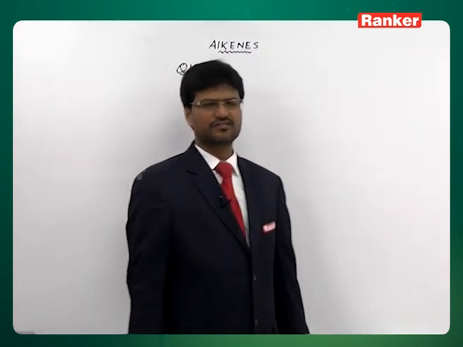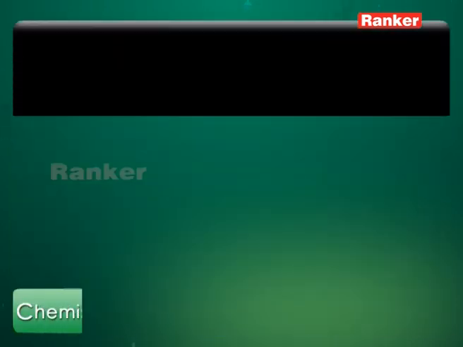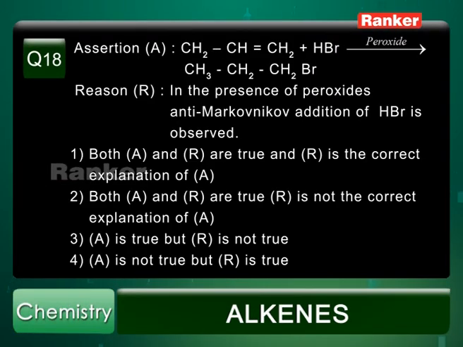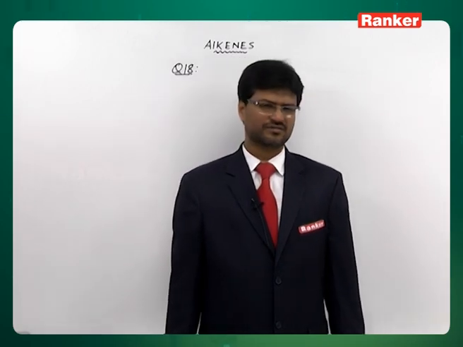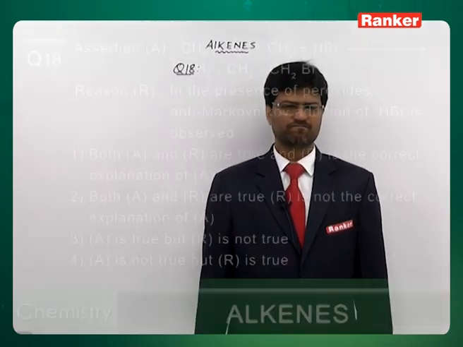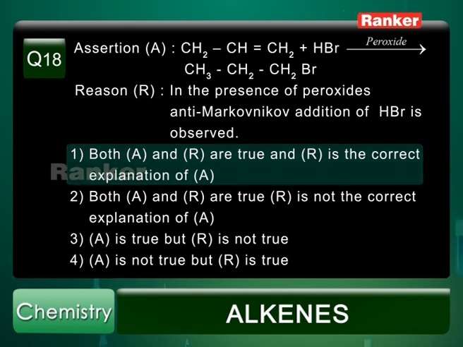Question number 18. This is also assertion reason type of question. Assertion is an equation given: propene plus HBr gives 1-bromopropane, that is in presence of peroxide, anti-Markovnikov addition. This is correct, assertion is correct. And reason: in the presence of peroxide, anti-Markovnikov addition of HBr is observed. This is also correct, and a correct explanation also. So, you can say the correct answer is first option.